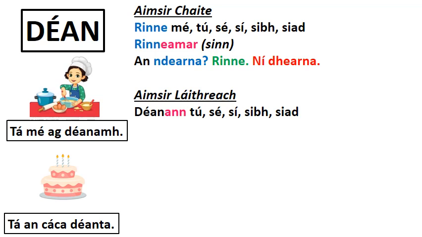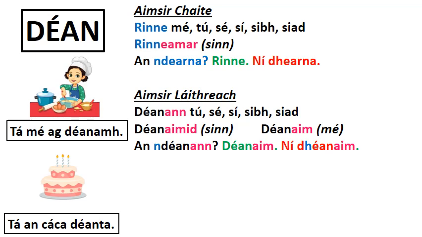And oh look, this does look like the last verb. So this is kind of following my regular rules with my ann. So Déanaim, déanann, déanaimid, déanaim. An for my question with an urú, which is like the regular rule. Déanaim to say yes I do do it or I do make it. And ní dhéanaim with a H to say no I don't. So in my Aimsir Láithreach, it kind of looks like a regular verb.